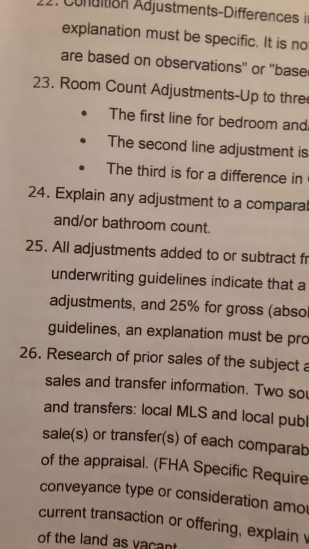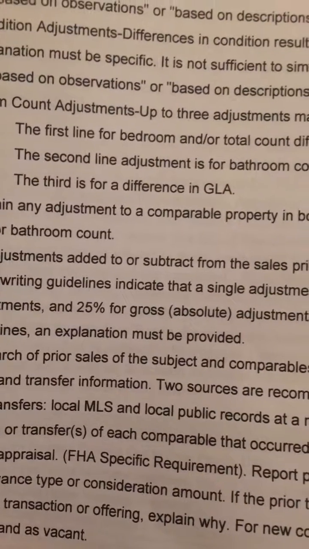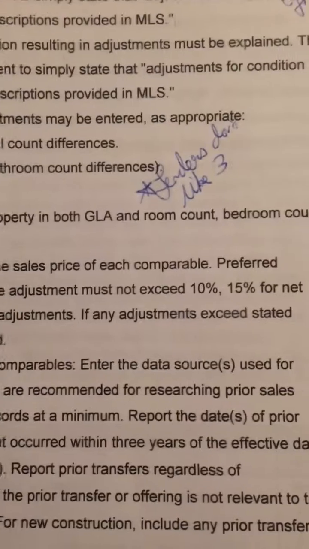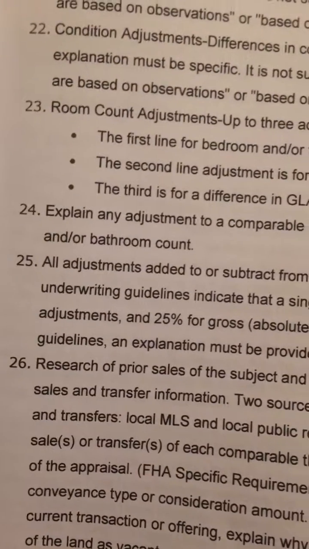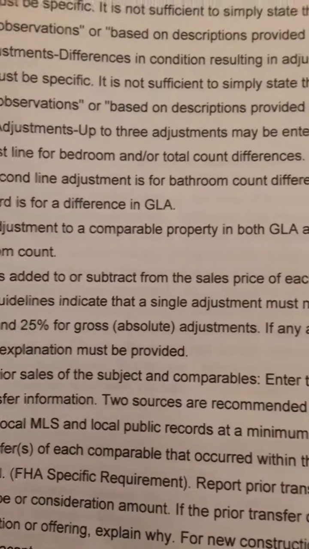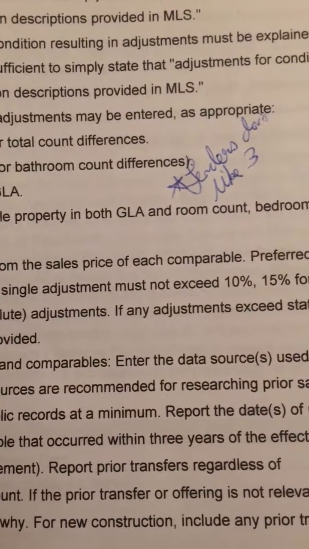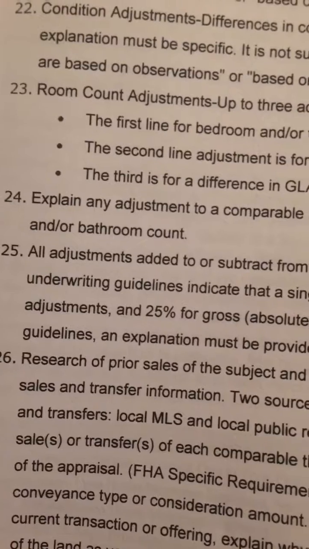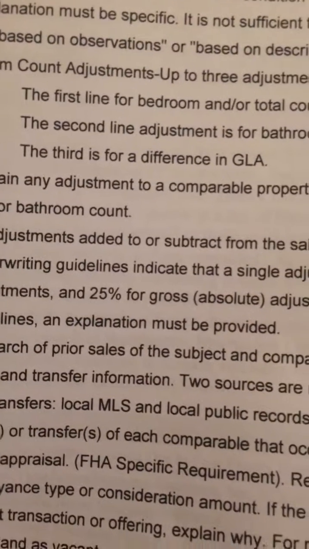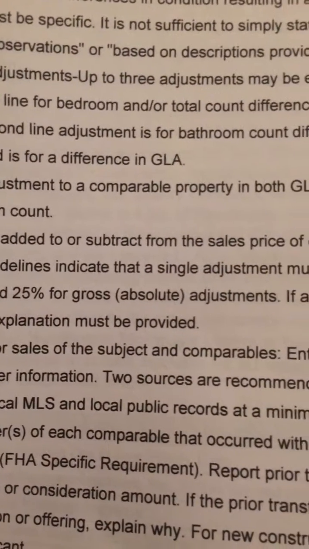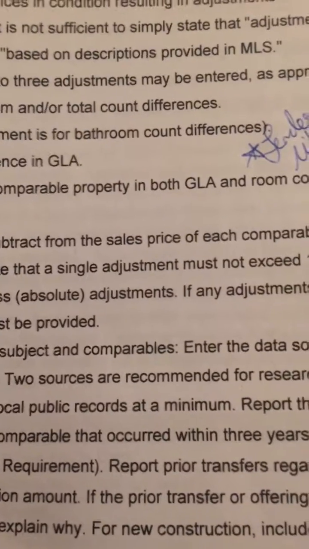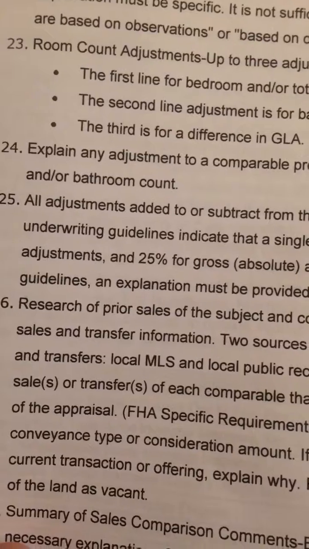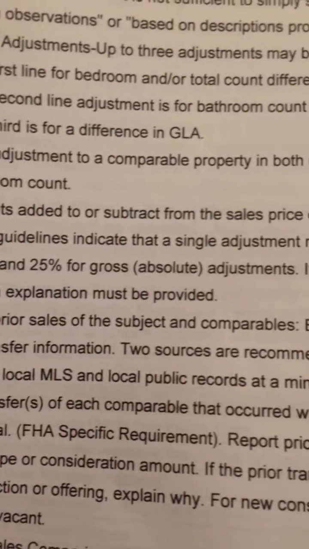25. All adjustments added to or subtracted from the sales price of each comparable. Preferred underwriting guidelines indicate that a single adjustment must not exceed 10%, 15% for net adjustments, and 25% for gross absolute adjustments. If any adjustments exceed stated guidelines, an explanation must be provided.